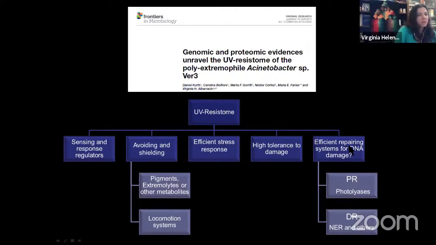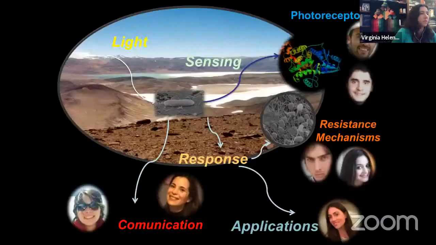And if the DNA is damaged by photoproducts produced by the UV, they have to have an efficient repair system, which we divided into the ones that need light, like the photolyases, and the ones that don't need light, so dark repair. So this was the general hypothesis that we have about this UV resistance.